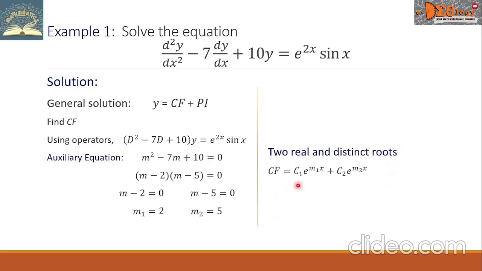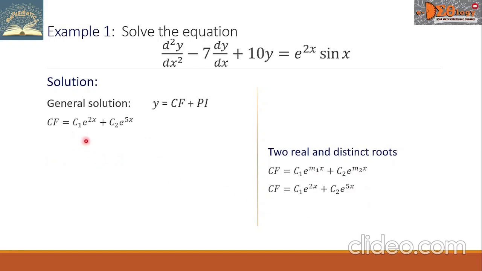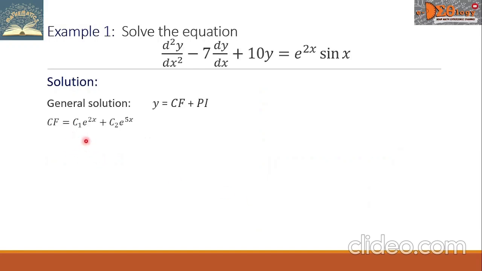So for the CF, we're going to use this formula. We substitute the values of m sub 1 and m sub 2 respectively. So the value of CF would be like this. Let us copy the value of CF somewhere here. Then we proceed to find the PI.